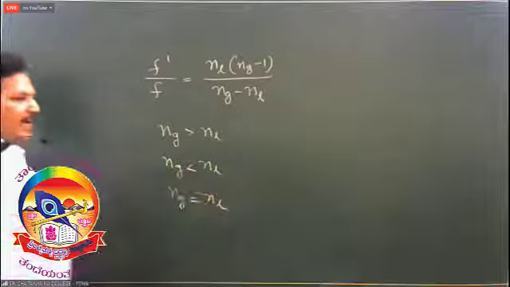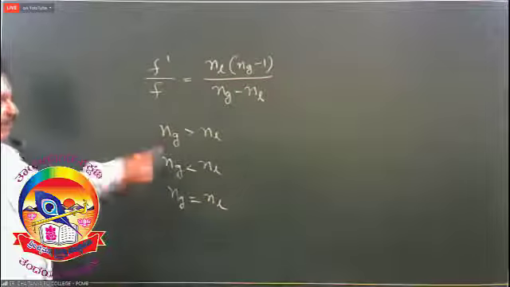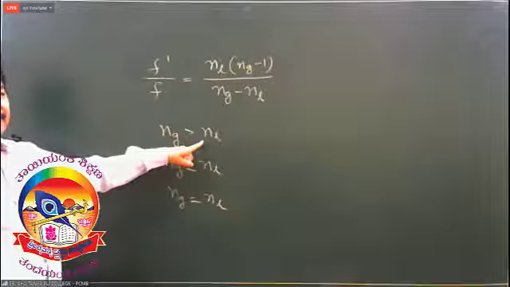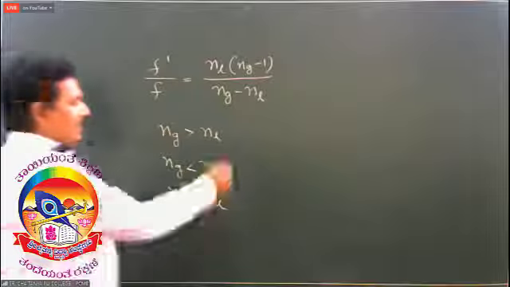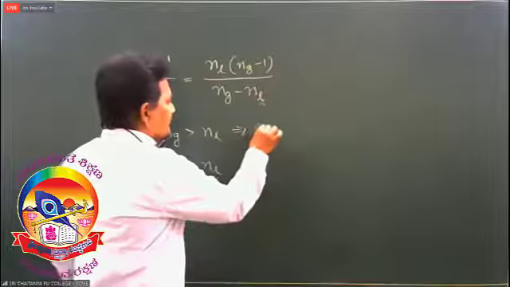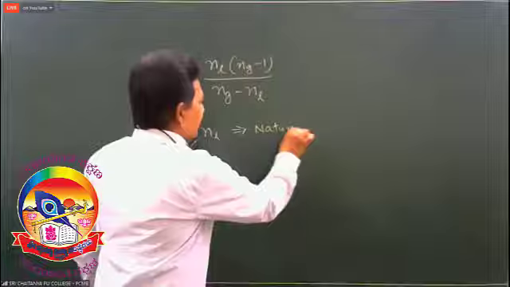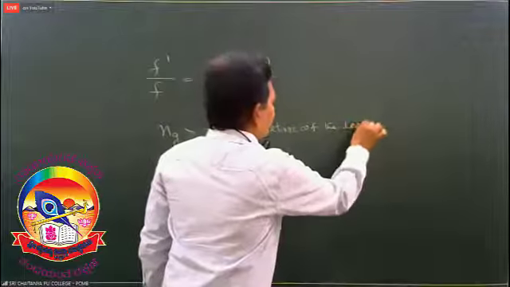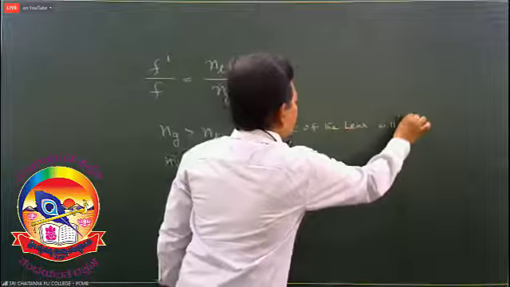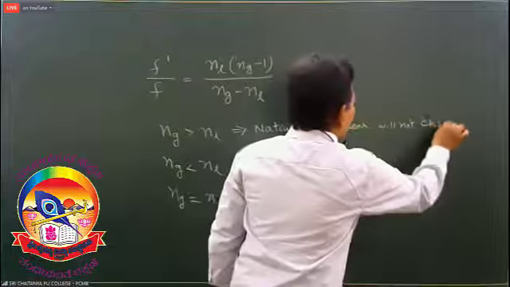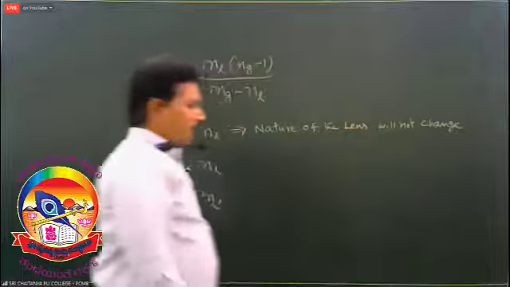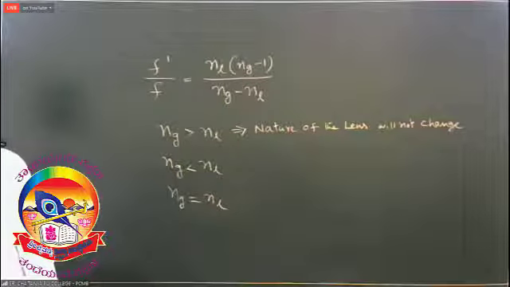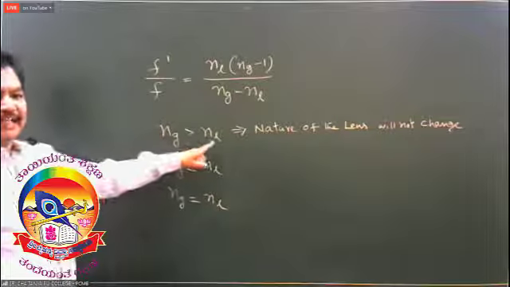Three conditions may arise. First, the refractive index of the glass is greater than the refractive index of the liquid. Then the nature of the lens does not change. Nature of the lens will not change. Means what? The convex lens will behave as convex, and the concave lens will behave as a concave lens inside the liquid also, when NG is greater than NL.